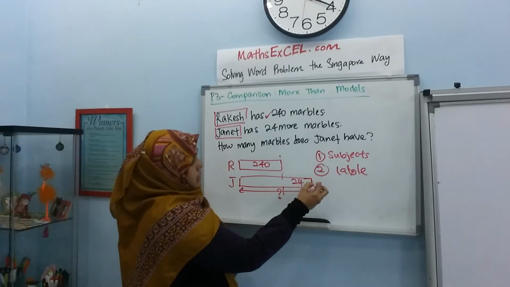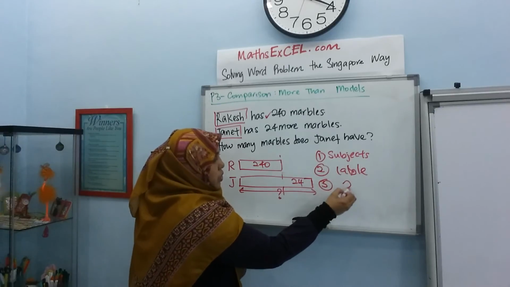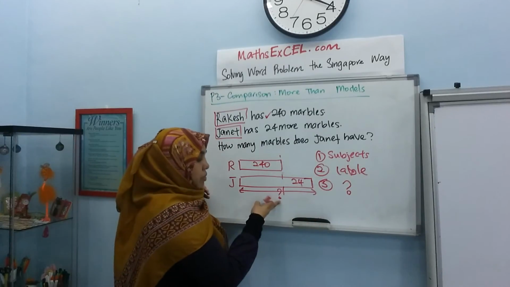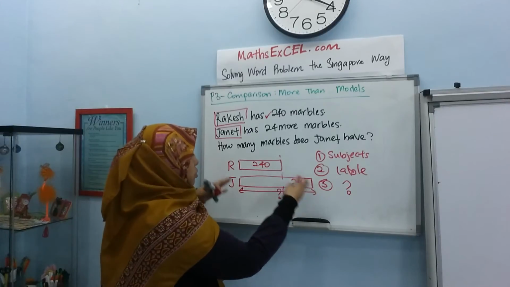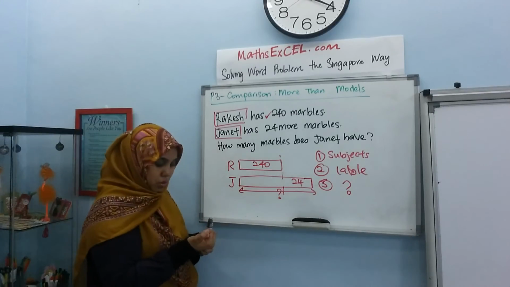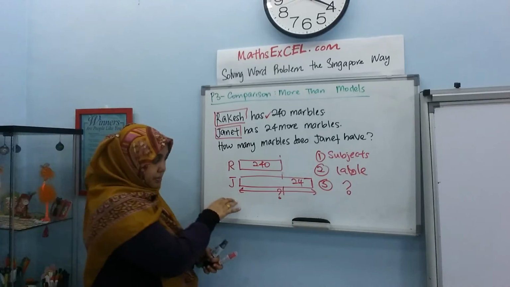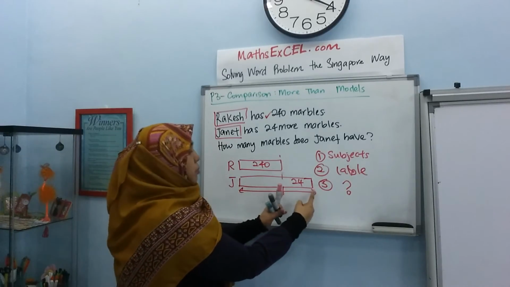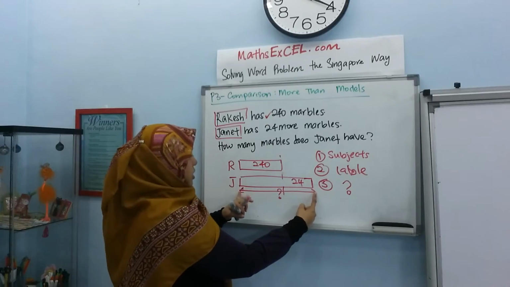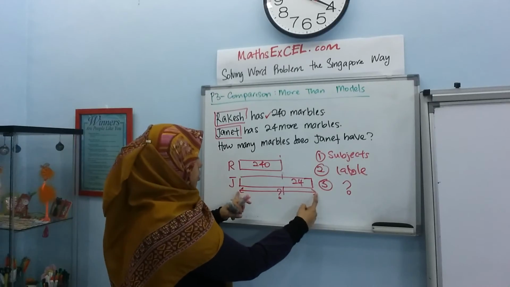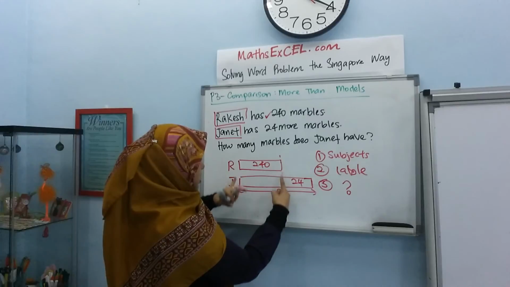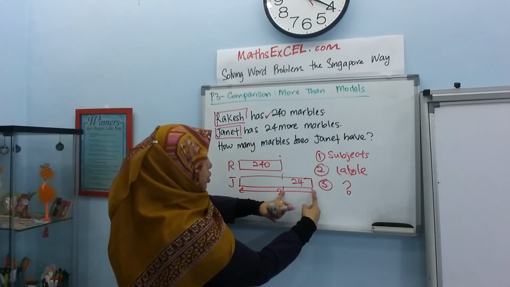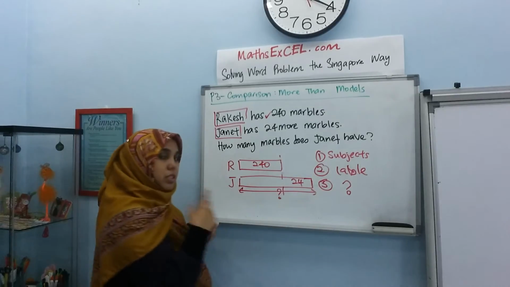The third step is to have your question mark. Why do I have a question mark? Because it's crucial for them to see what they are supposed to find. In this question, you can see Rakesh is here, and they ask for Janet, which is from here to here. How to find this? Obviously you can say this part is equal to Rakesh's and this is the extra 24. So how do we get this? The child is able to see.